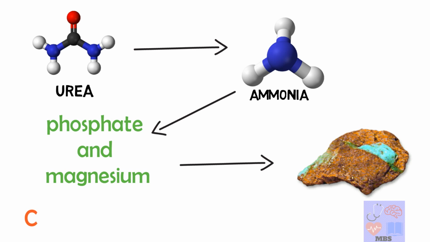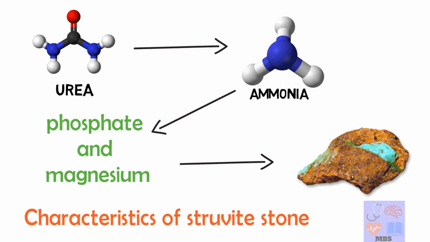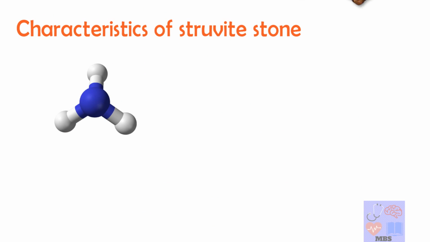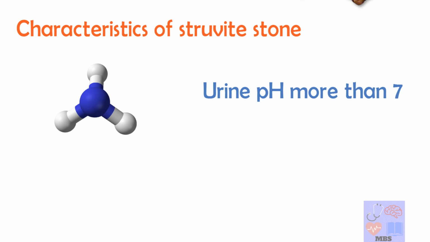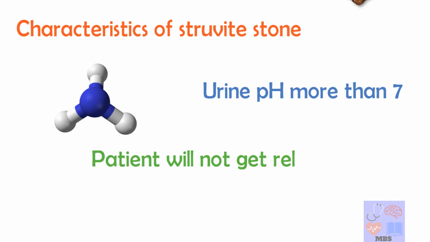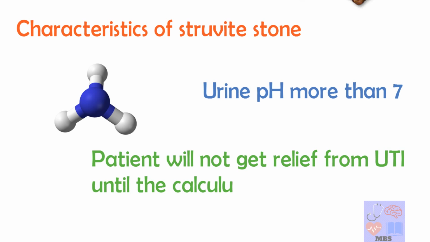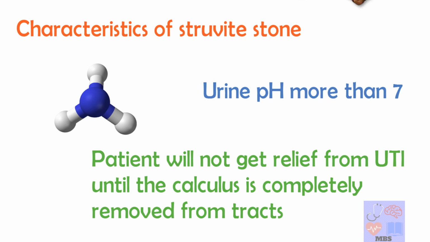Characteristics of struvite. Ammonia is alkaline, so pH of urine is also more than 7. And these calculi contain gram-negative organisms. So the patient will not get relief from UTI until the calculus is completely removed from the tract.